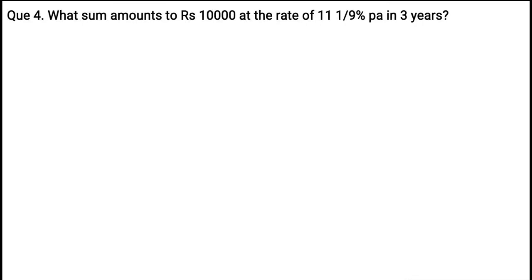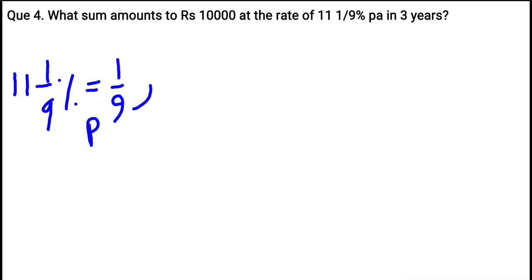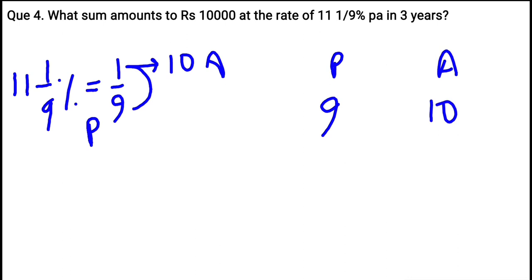What sum amounts to this at this rate in 3 years? So as always, first we will write the rate, and this is 11 1/9%, and this is 1/9. It means 9 rupees is the principal, and you deposit this and you receive 10 rupees as the amount every year. This is principal, this is amount. So the story for the first year is you deposit 9 rupees and you receive 10 rupees, and we have 3 years, so we have to repeat it for 3 years. So for the second year, the same rate of interest, and for the third year we have the same rate of interest.